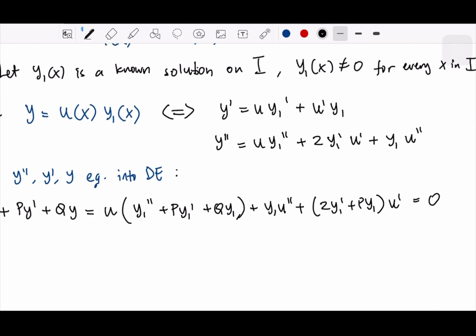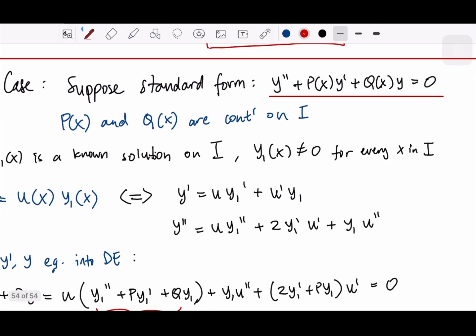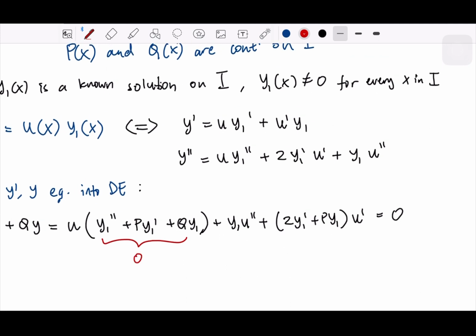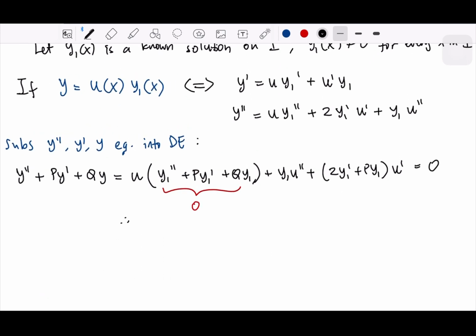Now this part here is the same thing as the general equation that equals 0. So this is equal to 0. So we are going to write that this will be y1 u double prime plus 2y1 prime plus p y1 and u prime equal to 0. Okay, now this is the thing that we need to reduce.